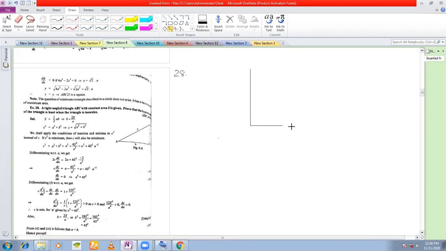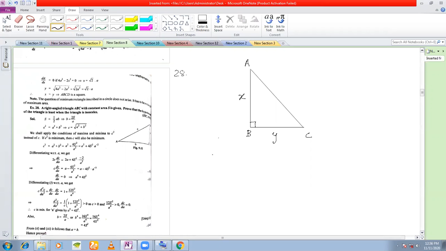You need to show that this triangle is isosceles. That means you need to show that apart from the hypotenuse, the two lengths are equal. That is what you want to show. If this is your right angle at B, what do I want to show? If I take this as x and this as y, then x must be equal to y when the hypotenuse is least.